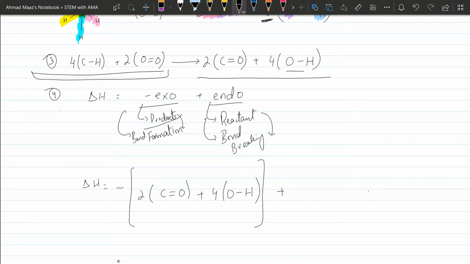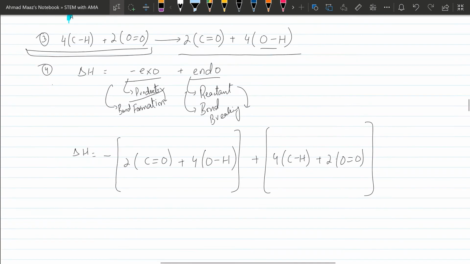Let's move on to the plus endothermic part, and that is the reactant side. And on the reactant side, I have 4 C-H bonds plus 2 oxygen-oxygen bonds. That's my reactant side. That is the endothermic part.